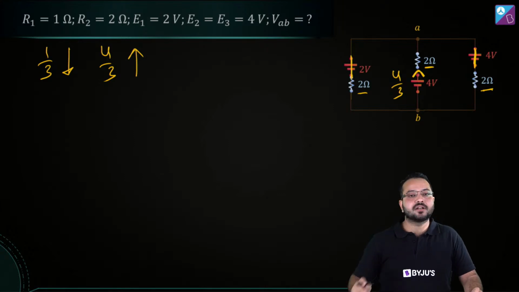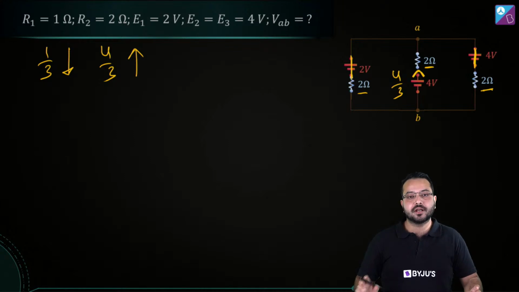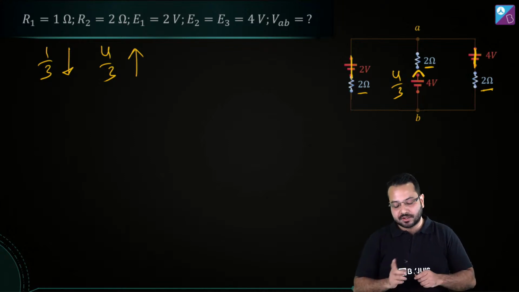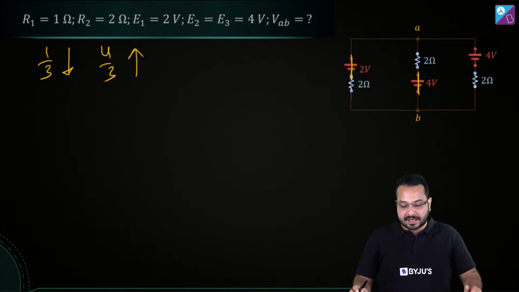Okay? Is that clear? Any problem over here? So I have found out the current due to this middle battery. Now I'm going to repeat this process for the third battery. So I'm going to short these 2, I'm going to short these 2, and then what do I see?